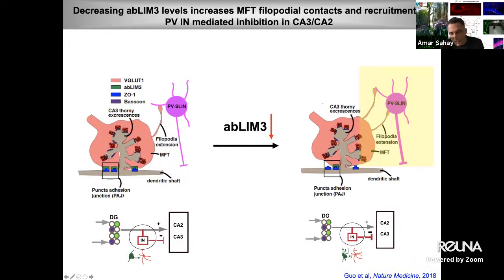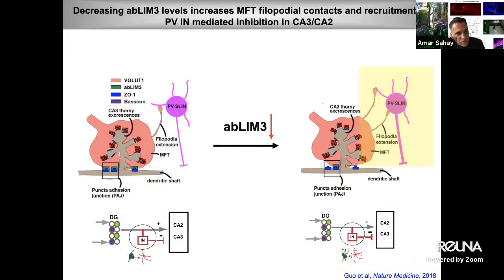And in turn, these parvalbumin inhibitory neurons, in response to increased granule cell inputs, elaborate their inhibitory contacts onto CA3 and CA2, as shown over here. Thus, ABLIM3 acts as a learning-dependent brake on feed-forward inhibition in the dentate gyrus CA3 circuit, and dictates the extent to which granule cells recruit PV inhibitory neurons in stratum lucidum, which in turn determine the extent of blanket and perisomatic inhibition exerted onto the CA3 and CA2 principal neurons.